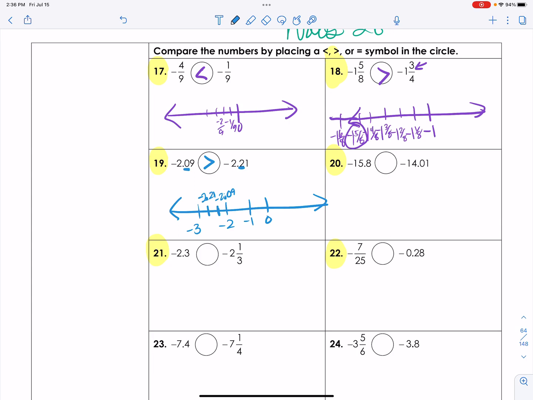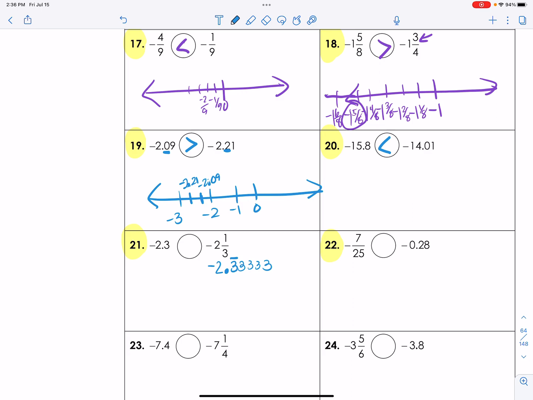Same thing on the next one. This would be bigger because -14 is going to be closer to 0 than a -15. All right, so on the next one, you have a couple of options here, but you know that 1/3 is 0.3 repeating, right? So that's really like 0.33333. So basically that's, whoa, back off, it's negative. I forgot we were doing that, my bad.